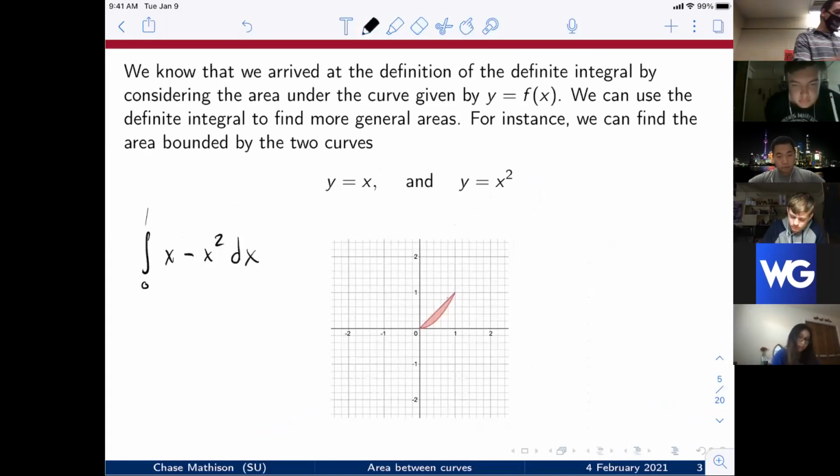All right, so if we want to find this area then, well, how do I do that? We know how to do this integral.